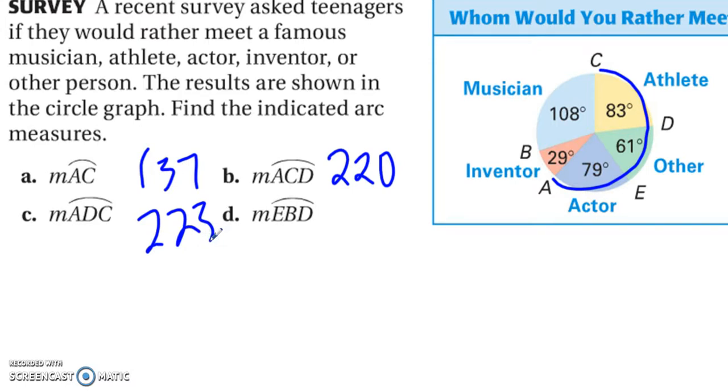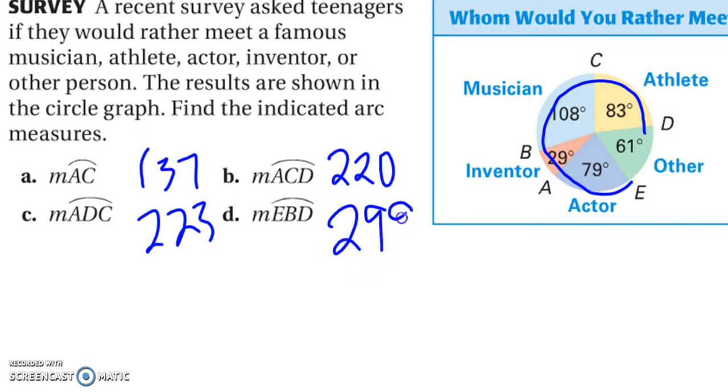And then EBD, remember it is going to be either a semicircle or a major arc because it has three letters. So I'm going to start at E, I'm going to go to B, and I'm going to go all the way around to D. So it's everything in the circle except for 61 degrees, so it's 299 degrees.